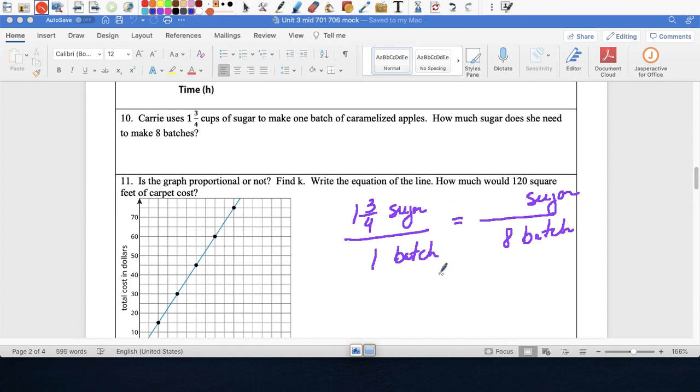Now, times 8, and this would be times 8. You can cross multiply. So 1 3/4, it's the same thing as 4 times 1 is 4, plus 3 is 7 over 4, right? And I multiply that by 8. That simplifies, and I get 14 cups of sugar makes 8 batches.